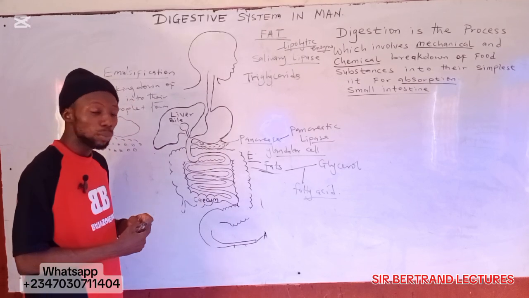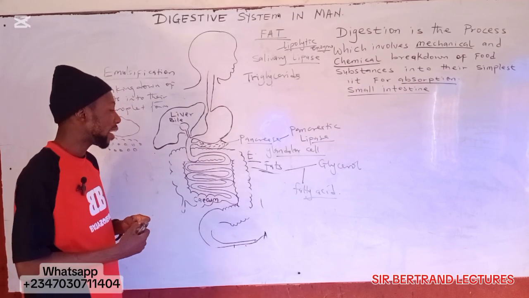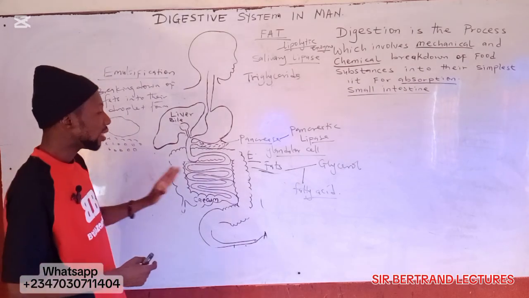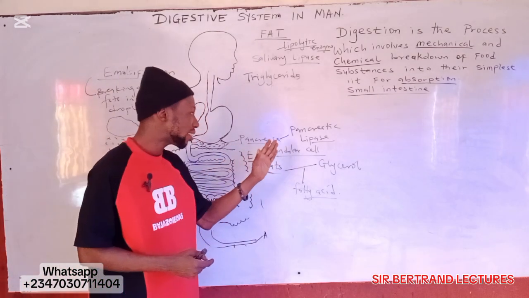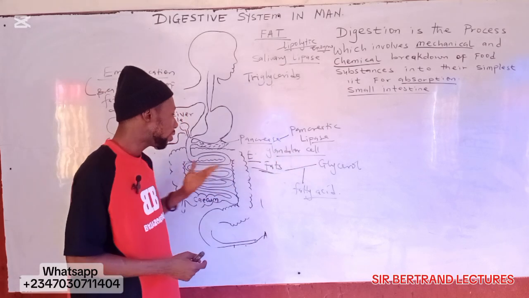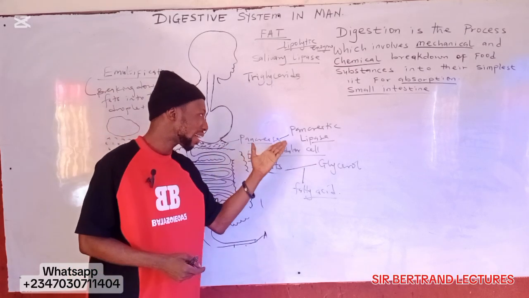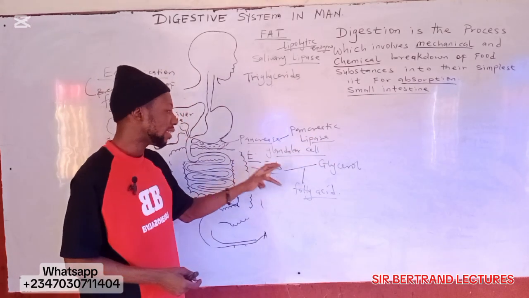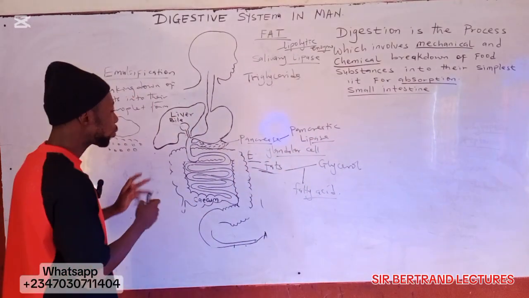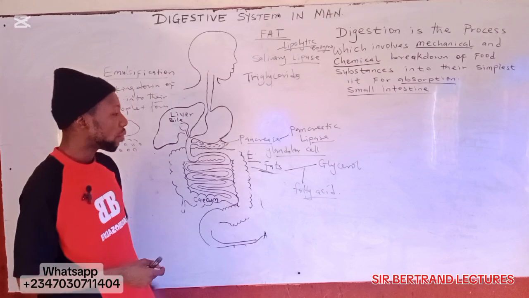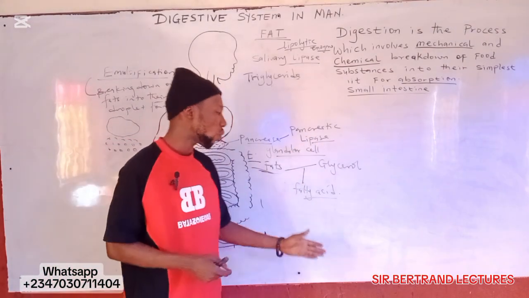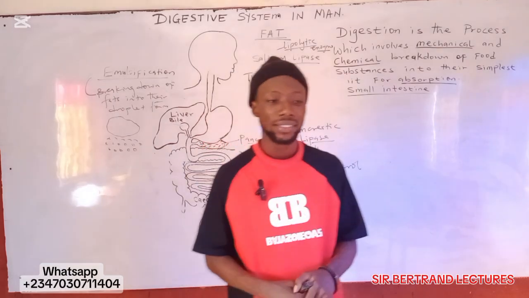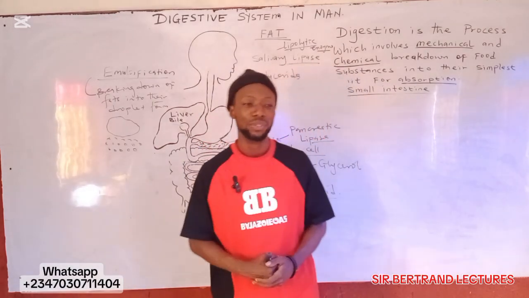It triggers emulsification of fat, where fat is broken down into droplet form, and that is where the pancreas and the glandular cells of the small intestine come in. The two produce pancreatic lipase and intestinal lipase, which will act on these emulsified fats and convert them into glycerol and fatty acid, which are the end products of fat and oil digestion.